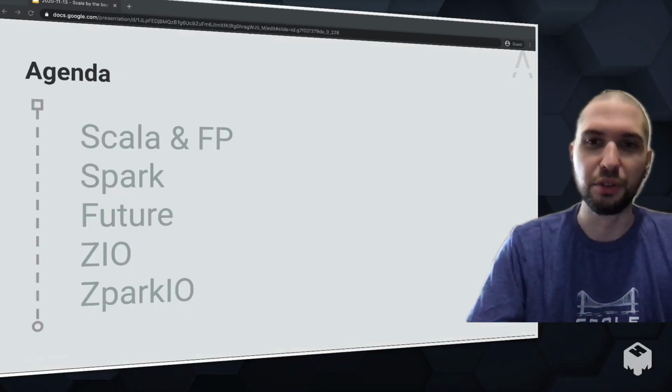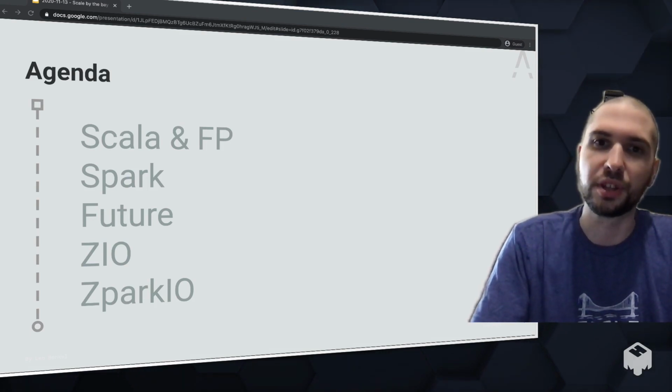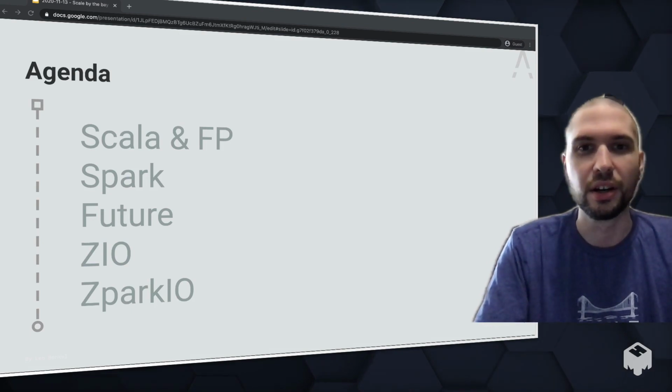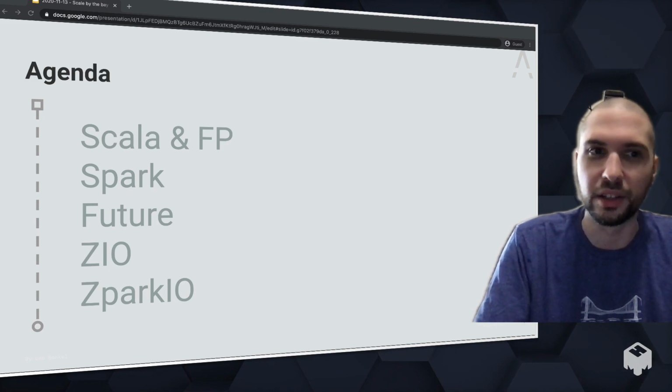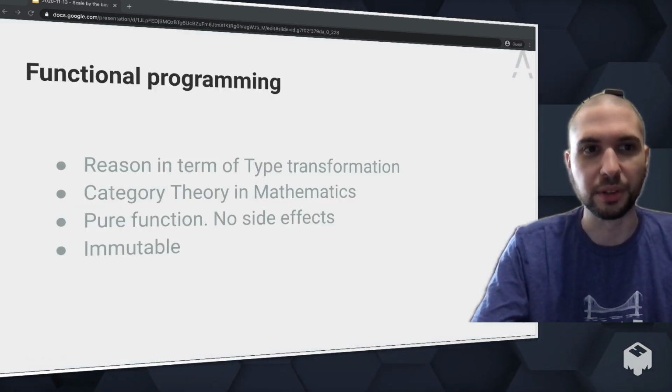Today we are going to talk about Spark and ZIO, but first I want to introduce to you Scala and functional programming very briefly, just so we are all on the same page, as well as Spark, Future, how ZIO improves all of that, and finally Spark and ZIO. So Scala and functional programming.